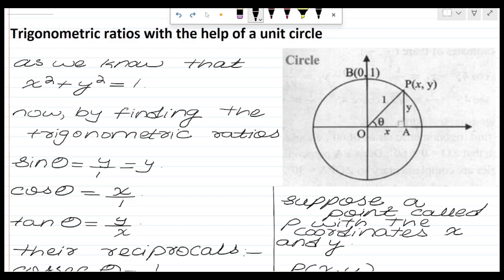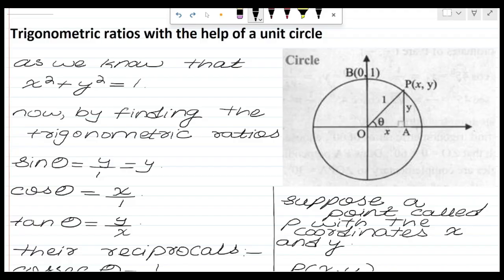Today we are going to learn about the trigonometric ratios with the help of a unit circle. Consider a unit circle here centered at O, and O is the origin. Mark a point called P with coordinates x and y on the circle. Now join P with O. This is our radius or hypotenuse, and since it is a unit circle, the circle radius will be 1 unit.